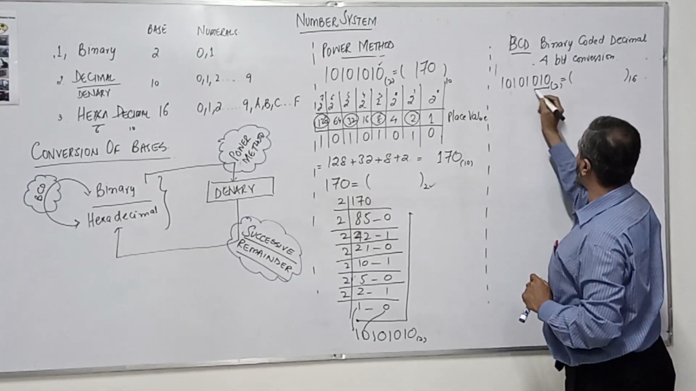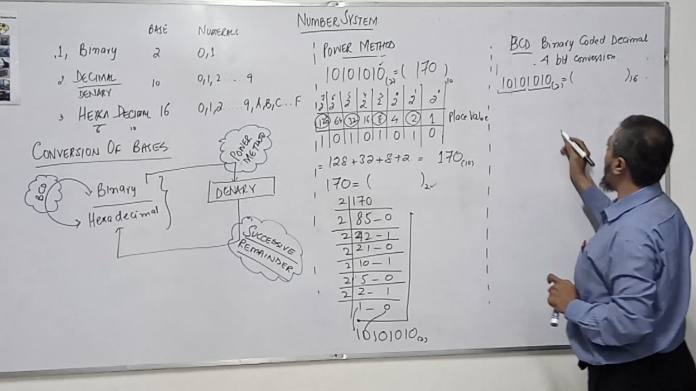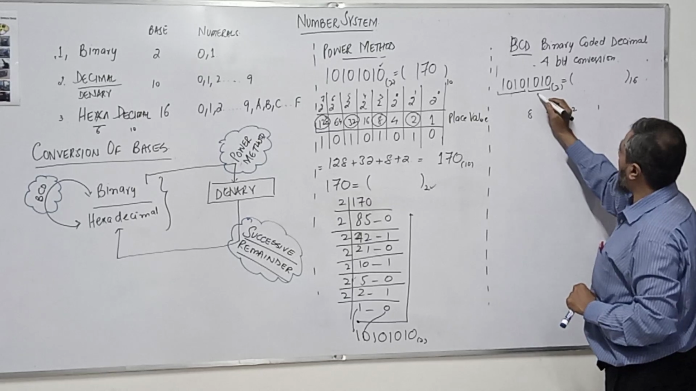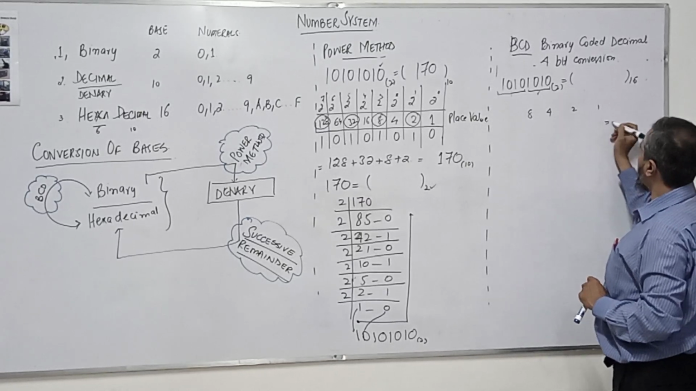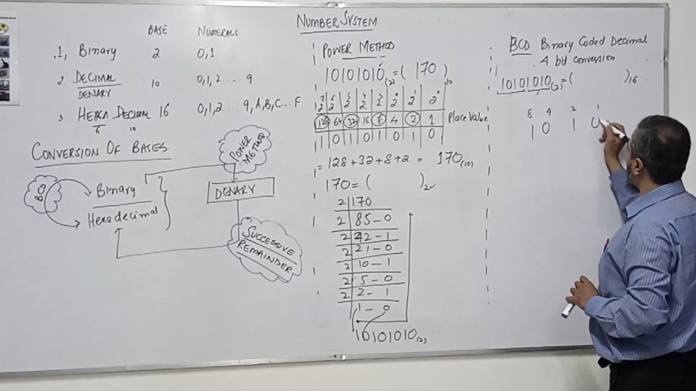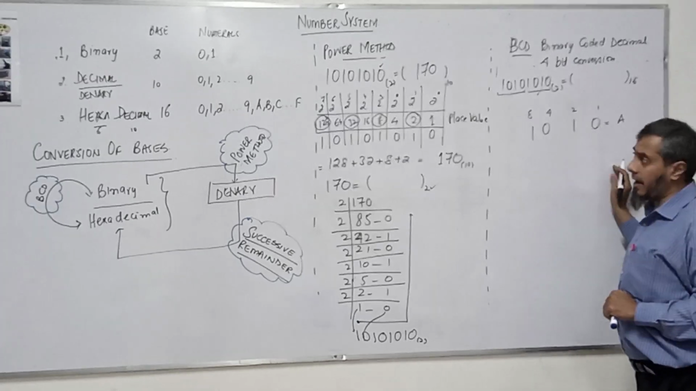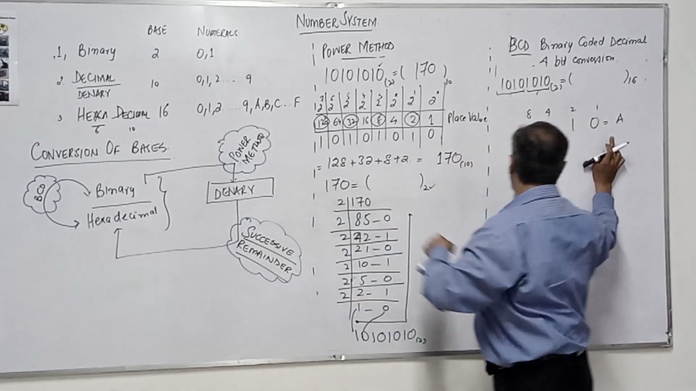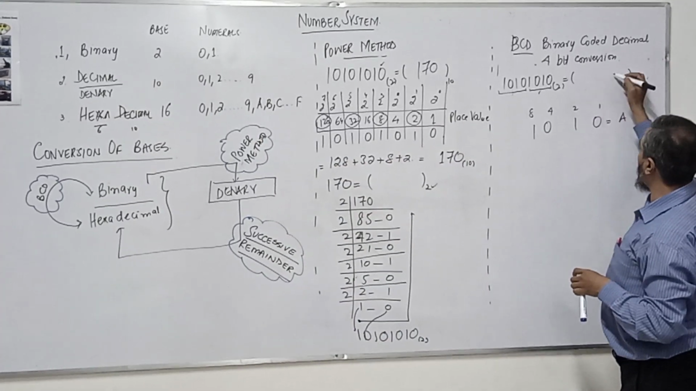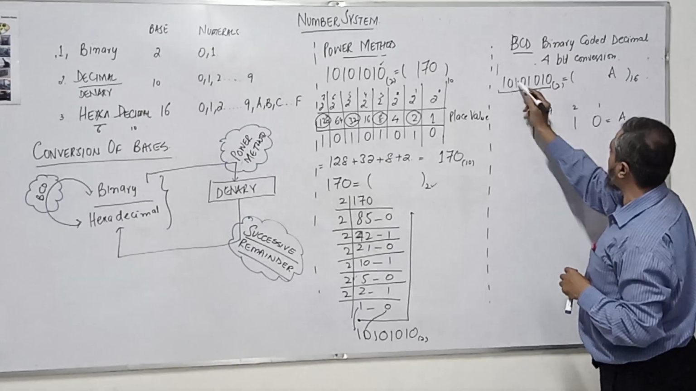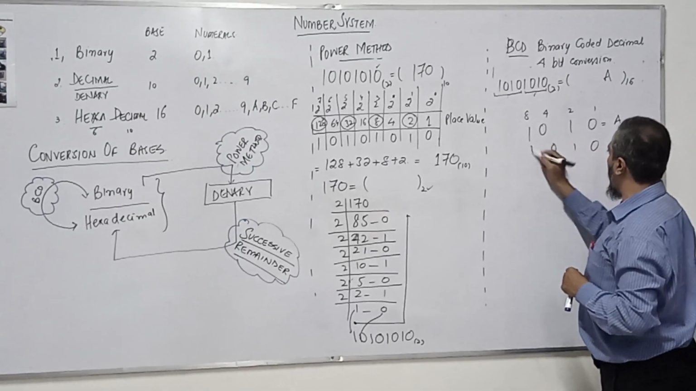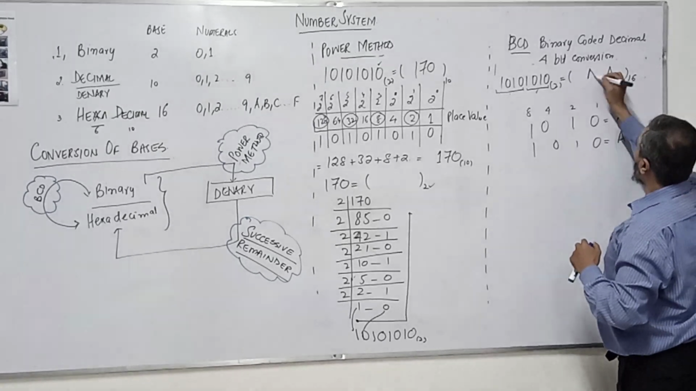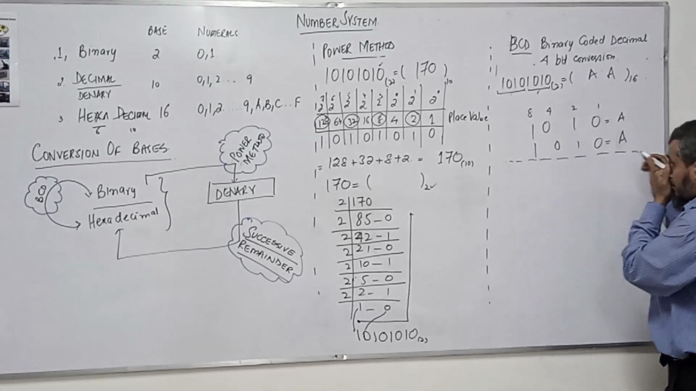I use the 4-bit form, and this 4-bit form will be written like this: 1, 2, 4, 8. If I talk about this first group, it is 1010, which is equal to A. A is 10, but in hexadecimal we write A. So the first answer is A, and the other one is 1010, and that is equal to A as well. So the answer is double A.